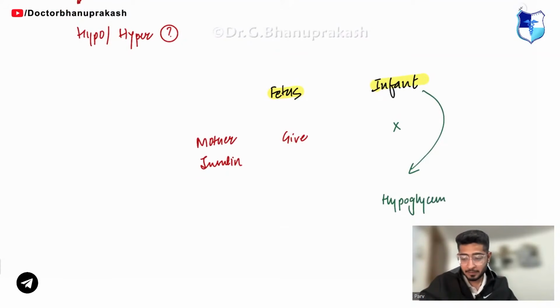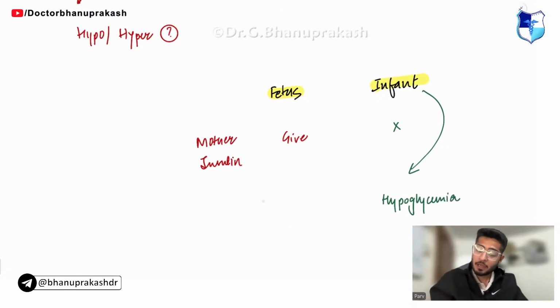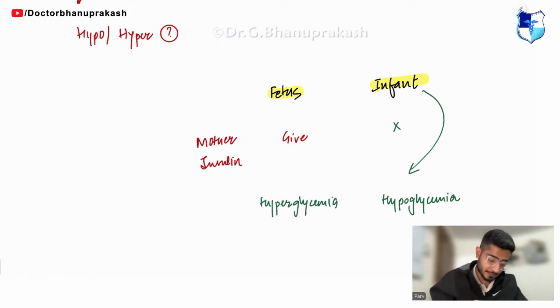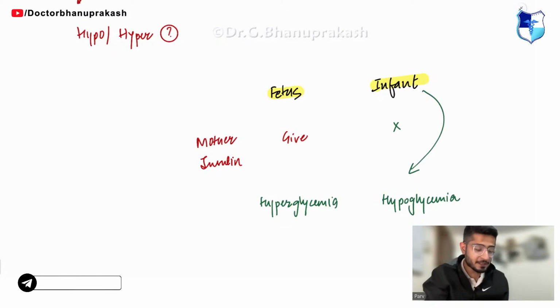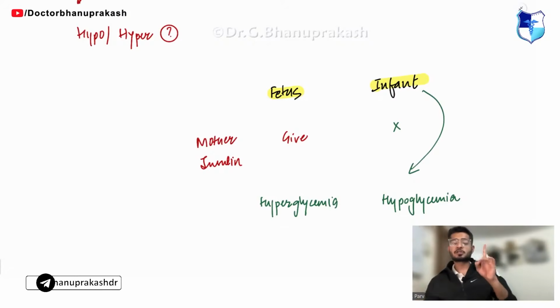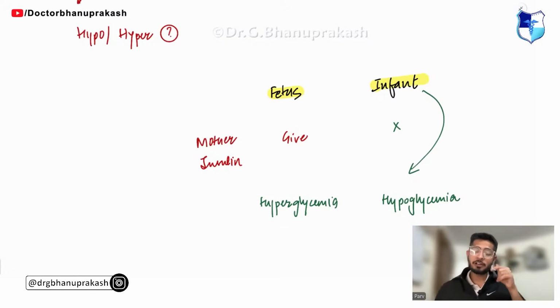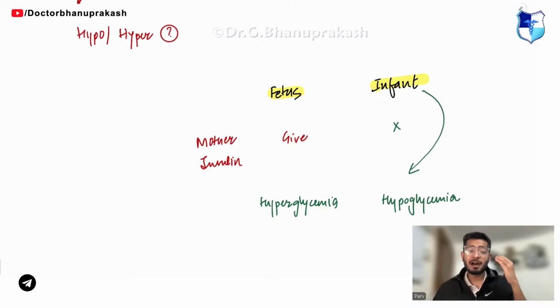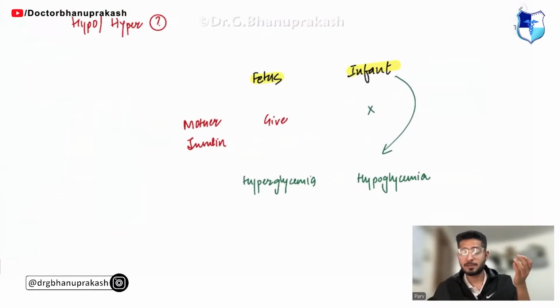Definitely the infant is going to have hypoglycemia, but the fetus is going to have hyperglycemia. Please understand the question is about the fetus. It is not about the infant. The infant is going to have hypoglycemia, but the fetus is going to have hyperglycemia. So please read the question carefully, children.